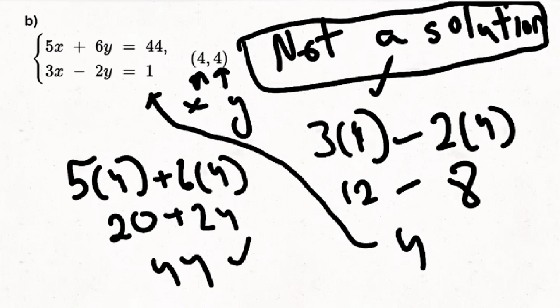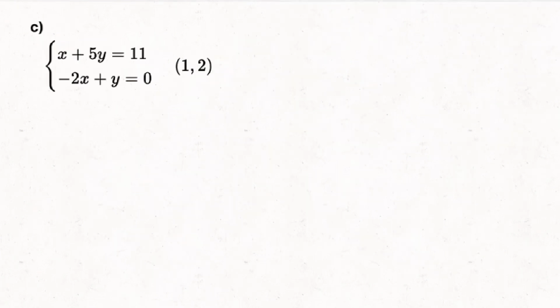Now on to the last problem. So for the last problem, we have x plus 5y equals 11 and -2x plus y equals 0 with the ordered pair 1, 2. And we do everything like we did before. I'm actually going to give you guys a few seconds to solve this problem, and I'm going to come back in a few seconds to solve it afterward. So pause the video and I'll come back.